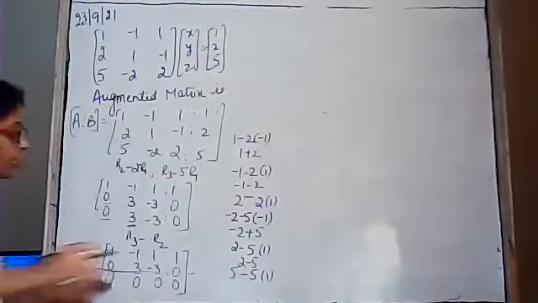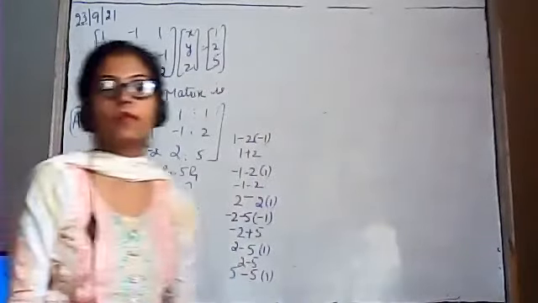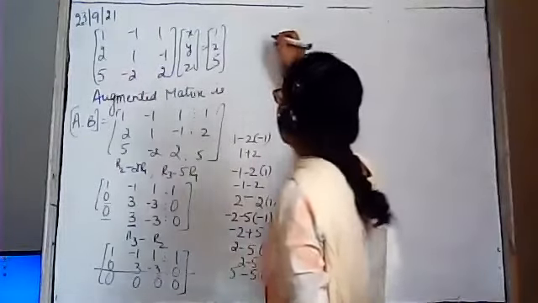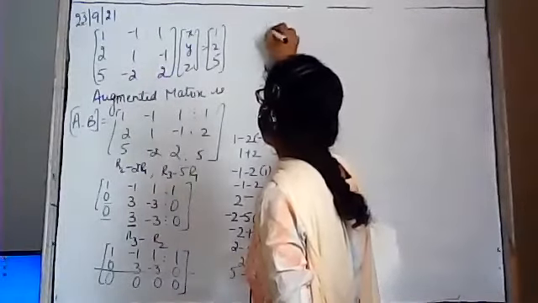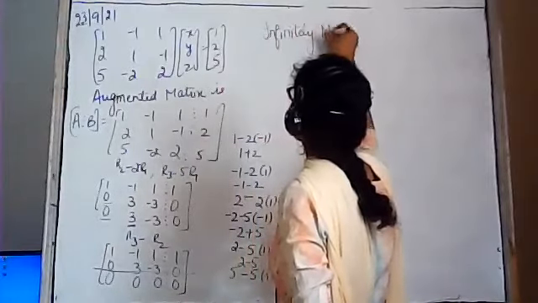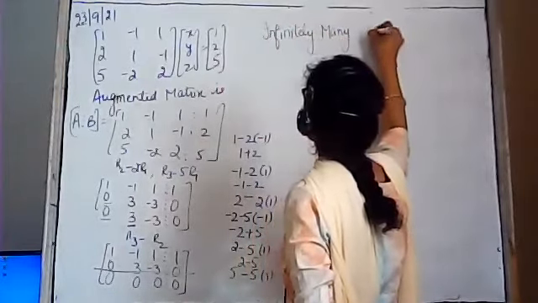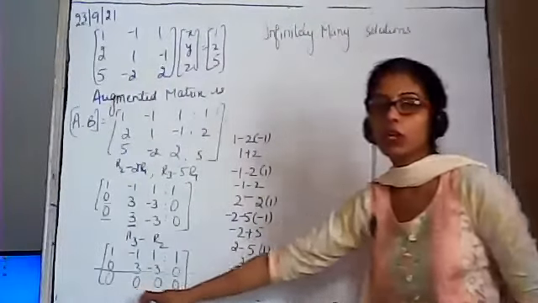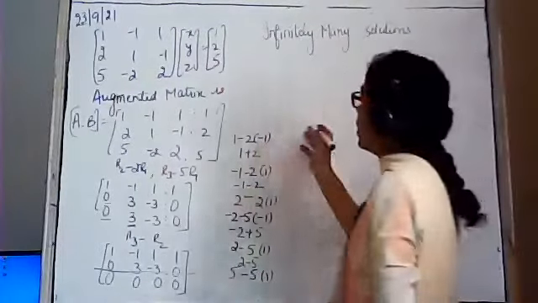Now here, the last row is entirely 0. The whole row is 0. This means in this case we will be having infinitely many solutions, because the third row is 0.